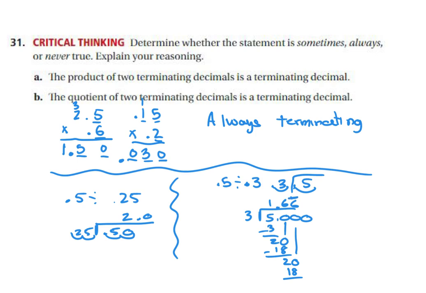So what this is telling us is that sometimes you could have a terminating decimal, like we did here, and sometimes you could have a repeating decimal, like we did there. So we would say sometimes terminating.